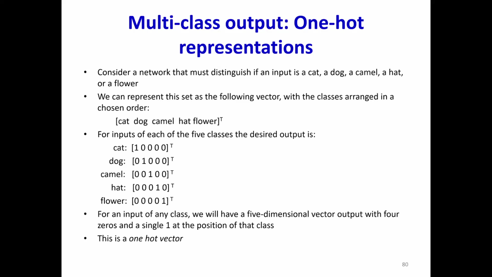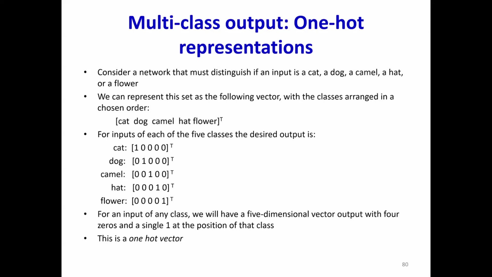Now, cat is not really a number, so we must convert this first to a numeric format. So here's what we will do. We're going to use what is called a one-hot representation, and we will arrange all of our classes in some pre-specified order. So I might say that I'm going to arrange my 5 classes, cat, dog, camel, hat, and flower, in that order.